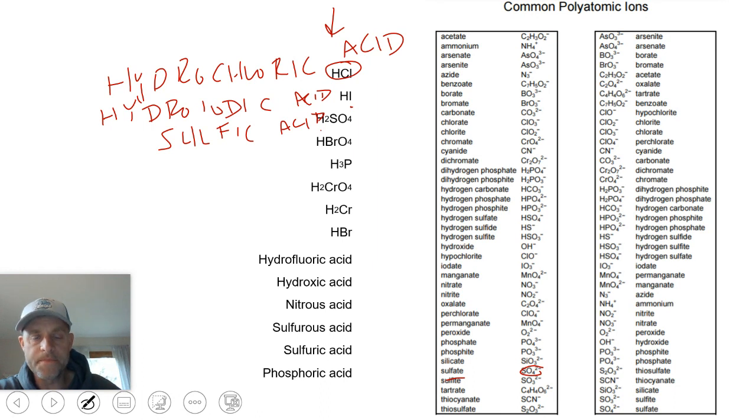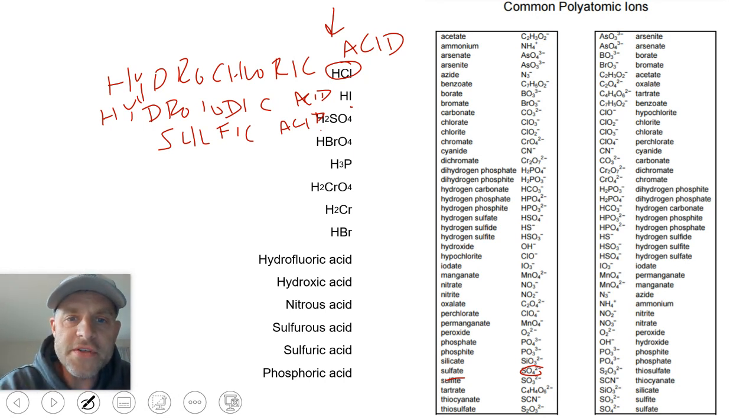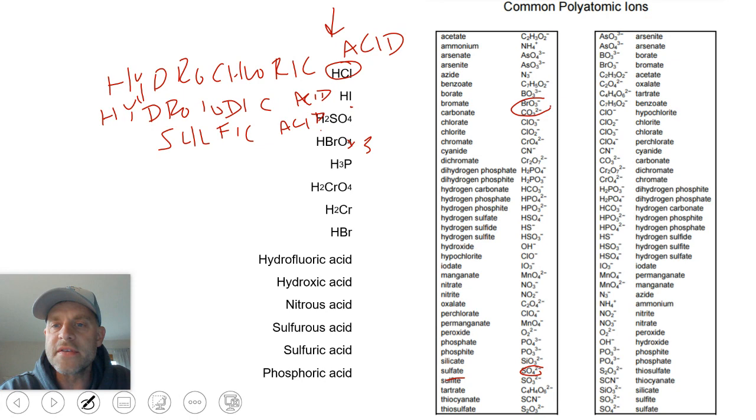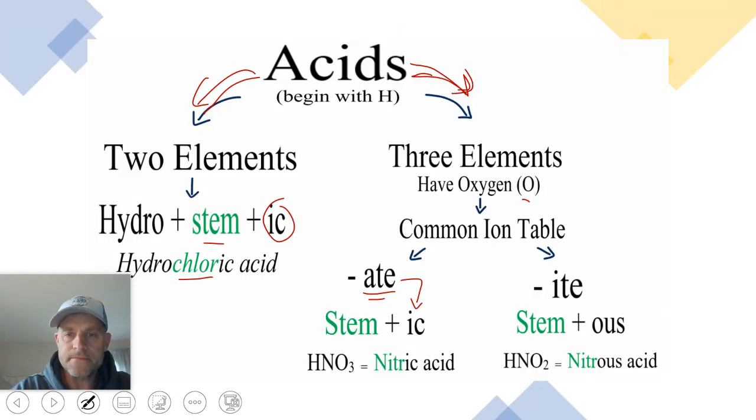Oh, that's a typo. That's why. That should say HBrO3. Mistake on my worksheet. So change that for me, turn that into a 3. So here we go. BrO3, there it is. Bromate. Okay, so what's the rule?